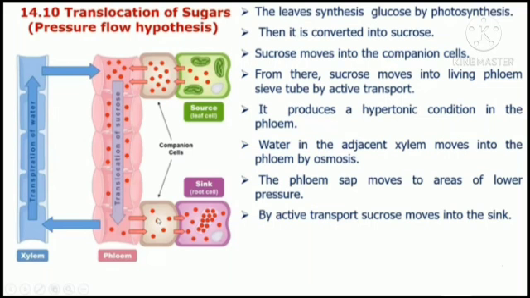The leaves synthesize glucose by photosynthesis. It is converted into sucrose. Sucrose moves into the companion cells. From there, sucrose moves into the living phloem sieve tube by active transport. It produces a hypertonic condition in the phloem. Water in the adjacent xylem moves into the phloem by osmosis. The phloem sap moves to an area of lower pressure. By active transport, sucrose moves into the sink where the food is stored.